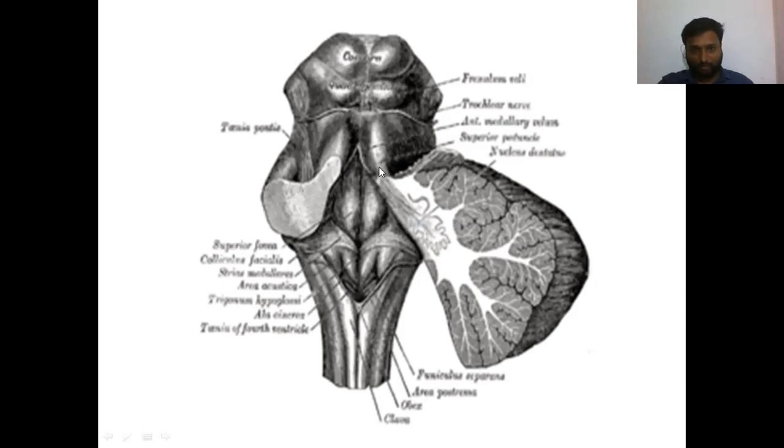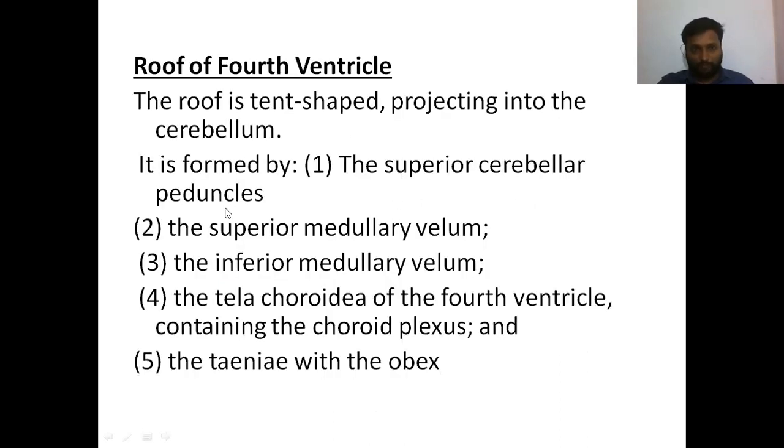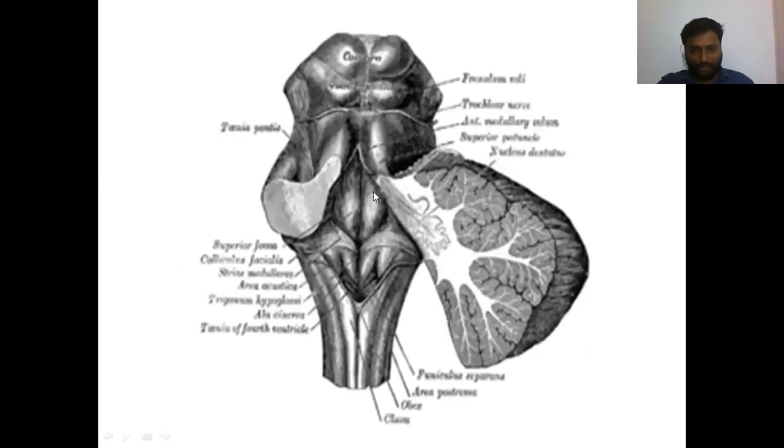Here we can see that the upper part of the roof is formed by the superior cerebellar peduncle and the opposite side's superior cerebellar peduncle. So first point, superior cerebellar peduncle. Then second point, superior medullary velum. What is meant by that? These two cerebellar peduncles are connected by a thin sheet. That one is the superior medullary velum.